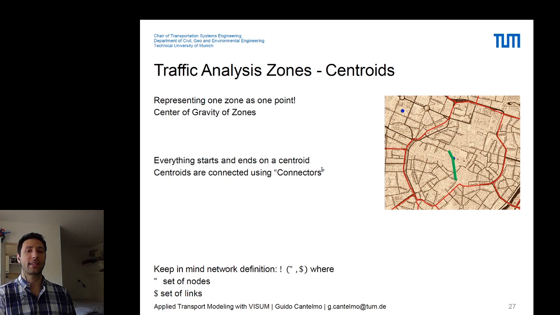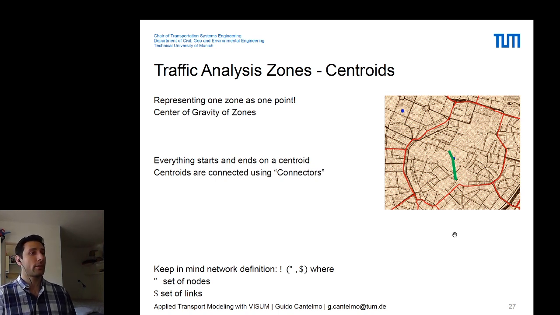You can, of course, kind of estimate the fact that there is some demand inside, but the idea is that you shouldn't have too much demand. If you have too much demand in one zone, then you probably should split the zone into smaller zones. So this is a very good question.